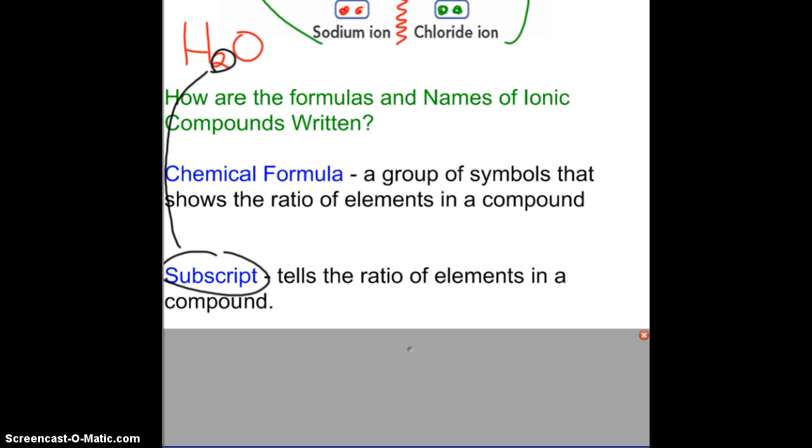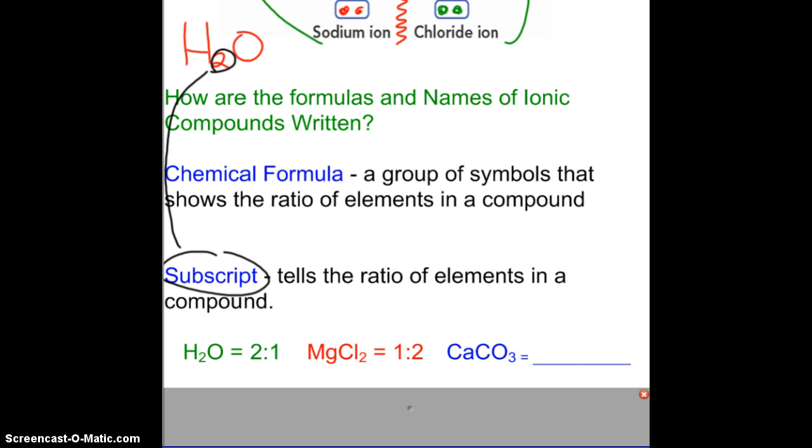So I'm going to show you a few examples of different chemical formulas and their ratios, or specifically their subscripts. Okay, so the first one in green is H2O. You guys already told me every time you have 2 hydrogen, you're going to have 1 oxygen. So the ratio is 2 to 1. Red is magnesium chloride. There is 1 magnesium and there are 2 chlorines, so it's a 1 to 2 ratio.